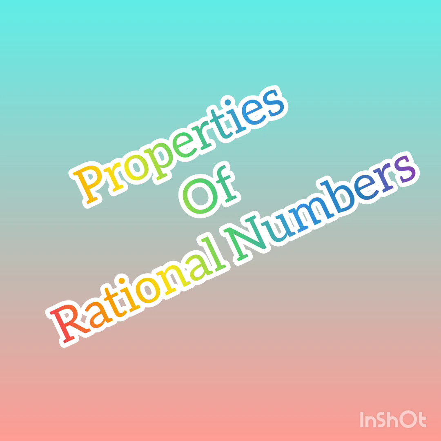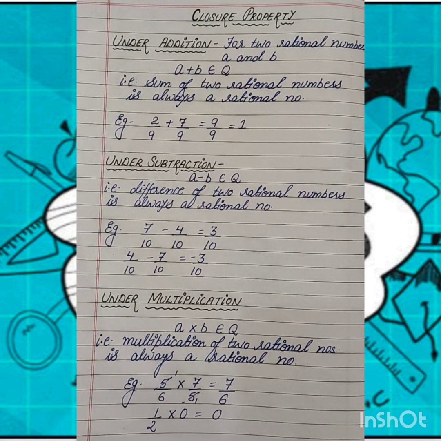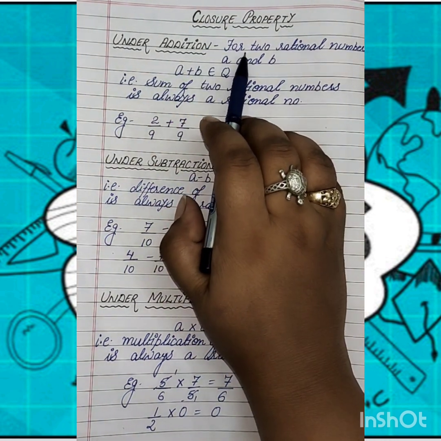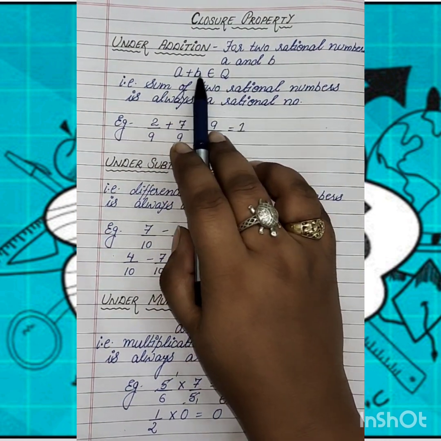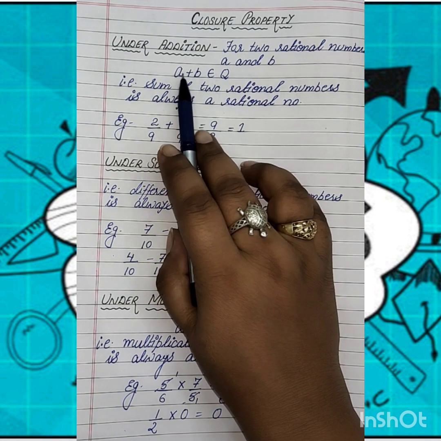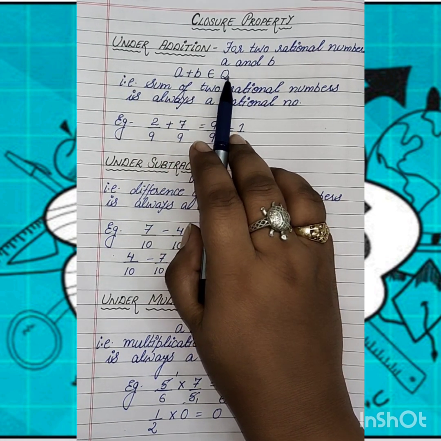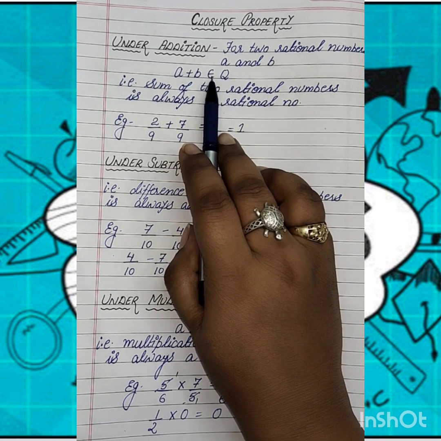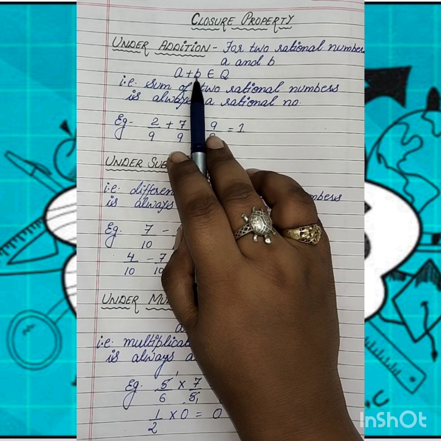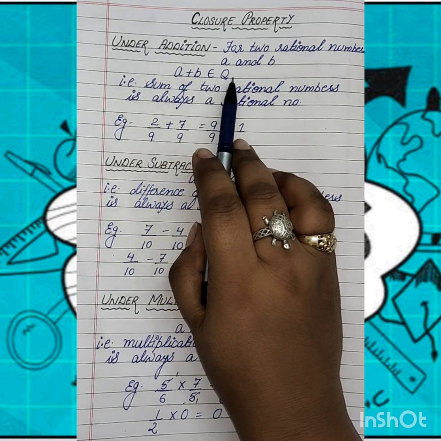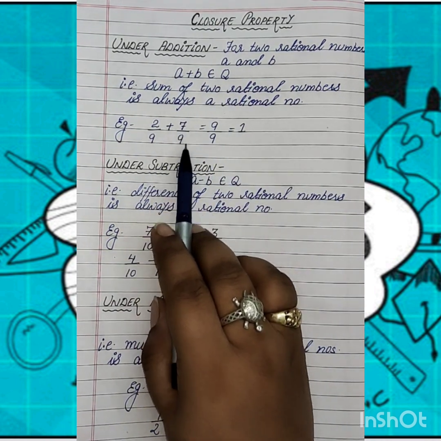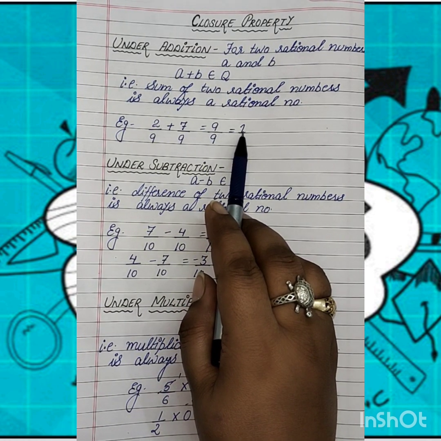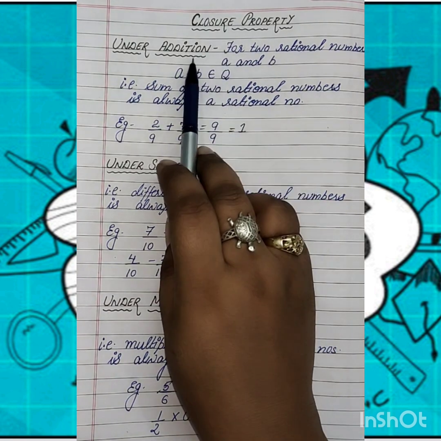Now, properties of rational numbers. First property is the closure property, and closure property under addition. For two rational numbers a and b, their sum is a plus b. दो rational numbers का sum a plus b होगा और वो भी रेशनल नंबर होगा. This shows the set of rational numbers, and this is the symbol of belongs to. तो अगर हम दो रेशनल नंबर्स को प्लस करते हैं तो जो आंसर होगा वो भी रेशनल नंबर होगा. Like 2 upon 9 plus 7 upon 9, this will give 9 upon 9 which is 1, and this is also a rational number. So rational numbers are closed under addition.